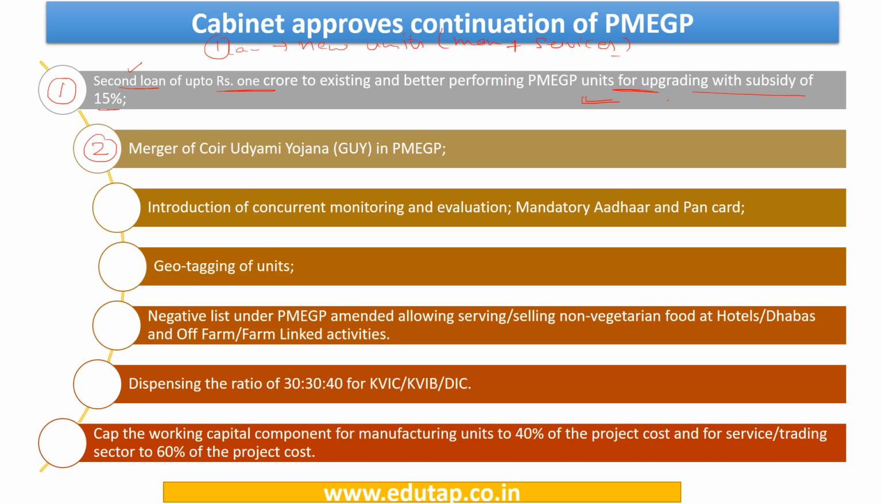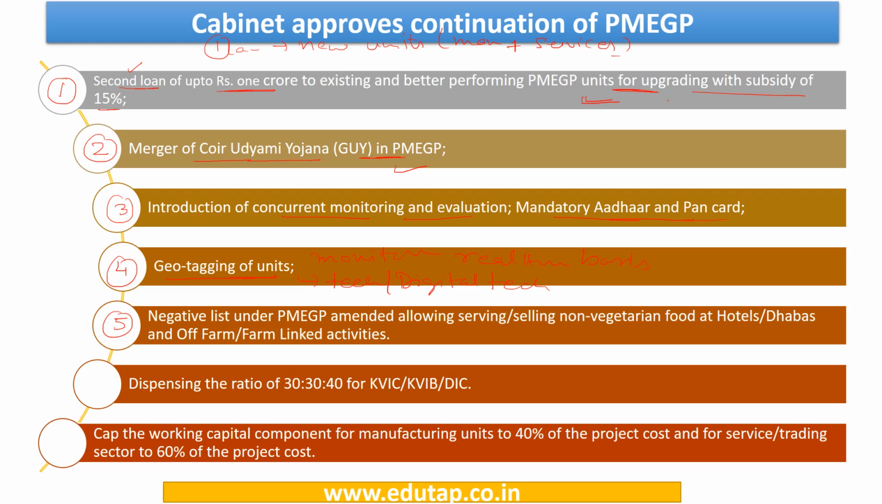Next, there is a merger of Coir Udyami Yojana with the current scheme. The third is the introduction of concurrent monitoring and evaluation. Also, mandatory Aadhaar and PAN card linking is required of the beneficiaries in order to properly monitor and evaluate the utilization of funds provided by the government. Fourth is the geotagging of units, so that there is proper monitoring on a real-time basis, or you can say we are here using technology, digital technology to be specific.